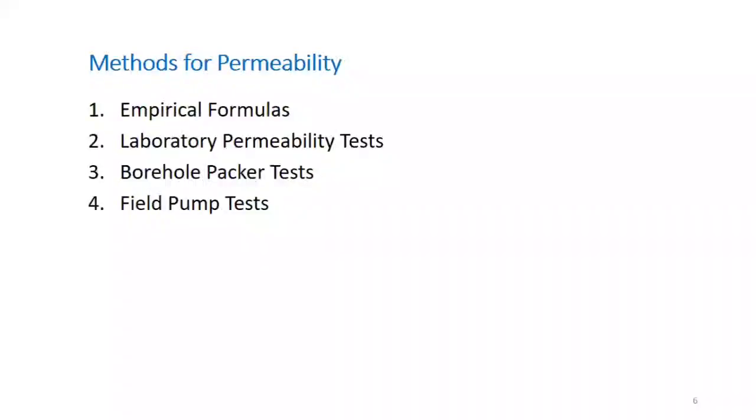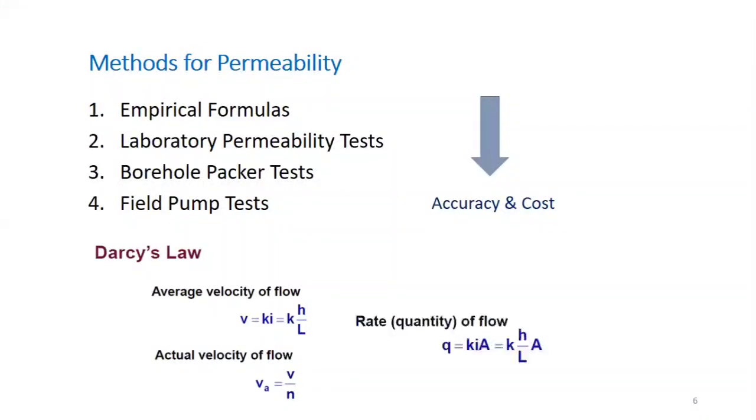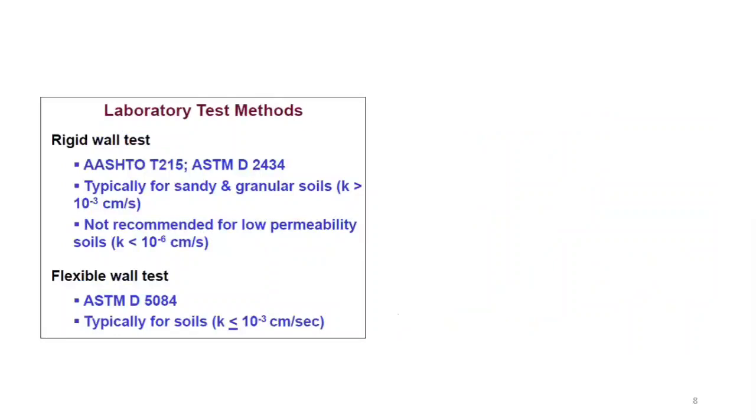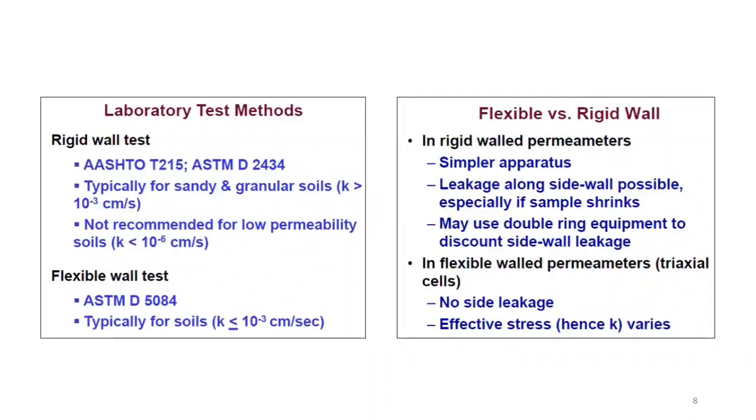And then we discussed the laboratory permeability tests. We talked about some field tests. I didn't give you the details of these tests, but I told you that they are used to get the permeability in a more accurate, but of course at the same time more costly way. Then Darcy's law, some explanations of the laboratory permeability tests using constant head and falling head tests, and some details about flexible versus rigid wall permeameters. You can see the details in the respective standards.